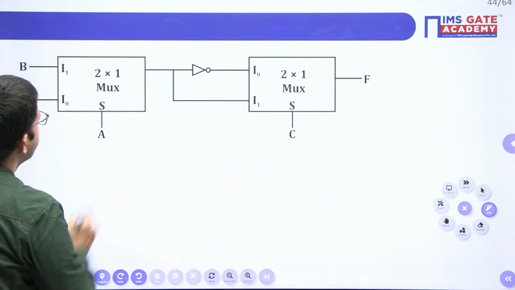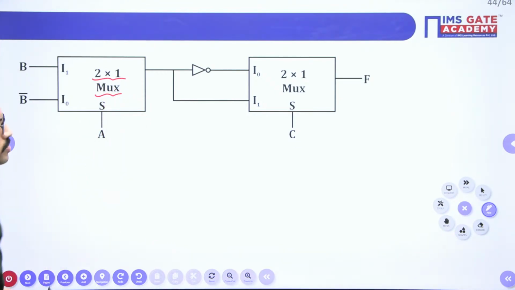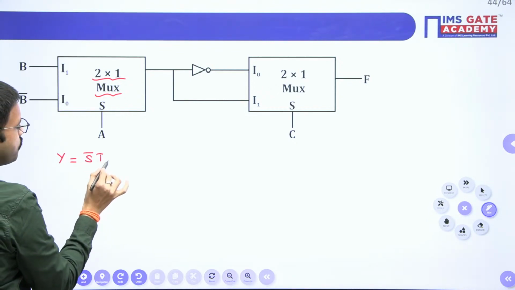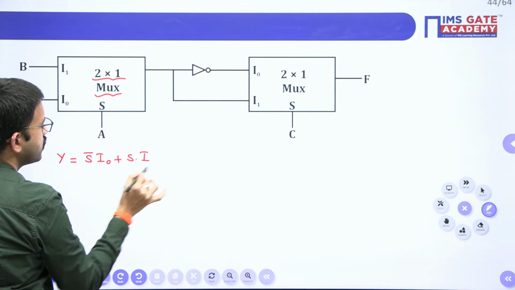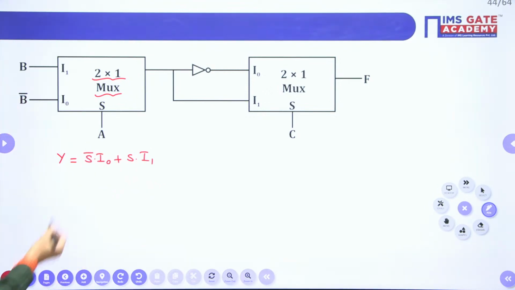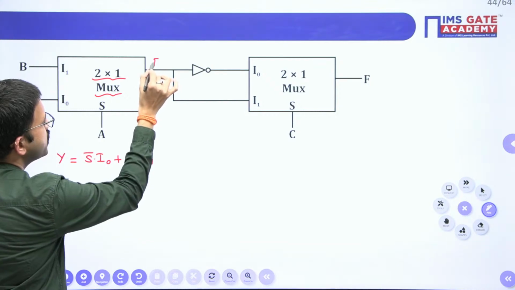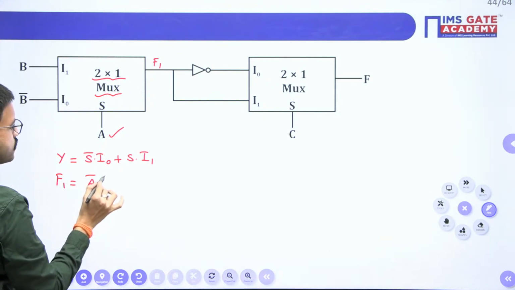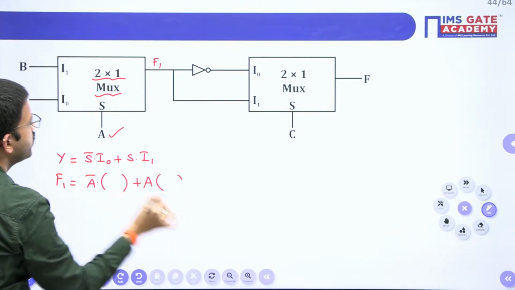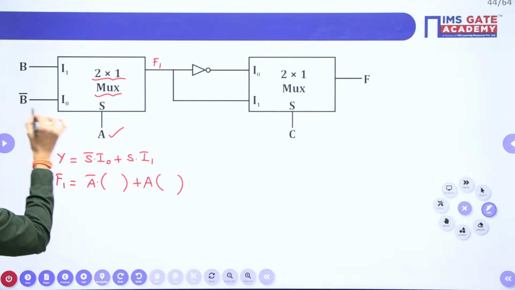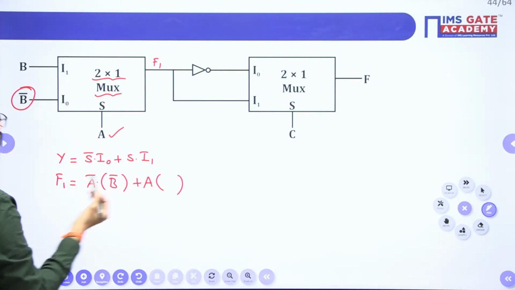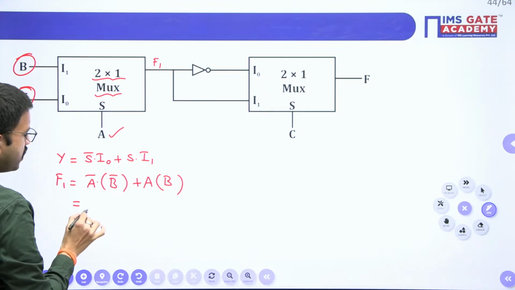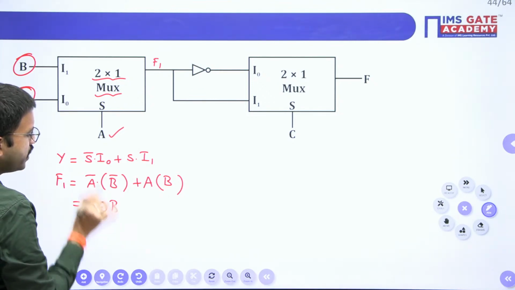Okay, see here they have given a 2 by 1 mux. For a 2 by 1 mux, the standard equation is S bar I naught plus S into I1. For the time being, I am assuming the output of the first mux as F1. Here the selection line is A, so that means A bar. Next, here the selection line is A. Now here I0 is B bar, and here I1 is B. So that means A bar B bar plus AB is nothing but A XNOR B.